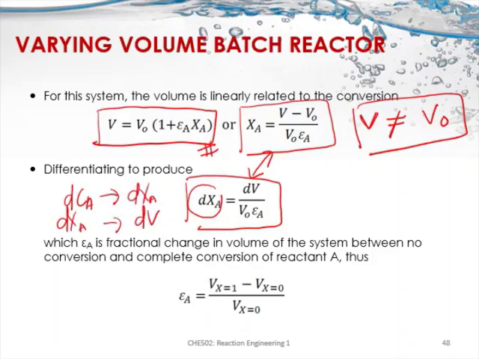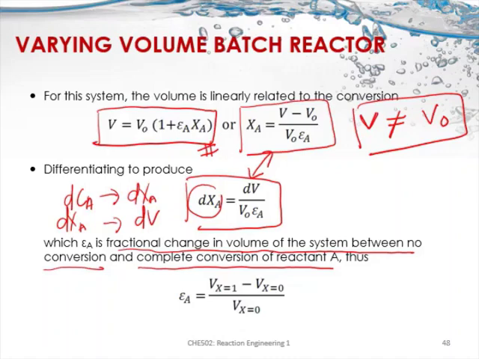In this case, epsilon is the fractional change in volume of the system between no conversion and complete conversion of reactant A. So that is the definition of epsilon. Fractional change in volume. So volume when you have a complete conversion, that is x equal to 1, minus no conversion, x equal to 0, divided by no conversion. Volume for the system without any conversion.